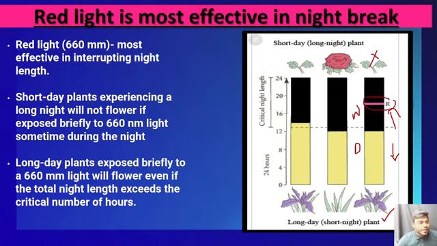Because, friends, we have written a statement here saying that red light is most effective. Red light is most effective in interrupting the night length. Never ever forget this particular statement under any circumstances. So since the red light is breaking the night, the night length is getting decreased. Then which length is getting increased? Day length increasing. Obviously, friends, the long day plants are flowering. So the statement you have to remember: red light is most effective in night break.